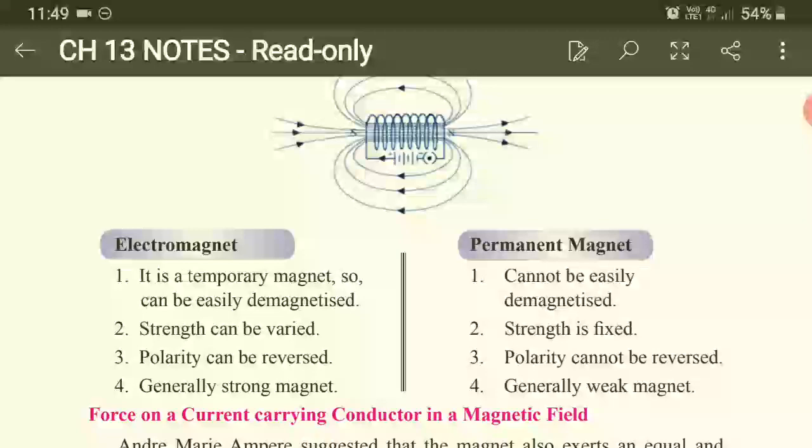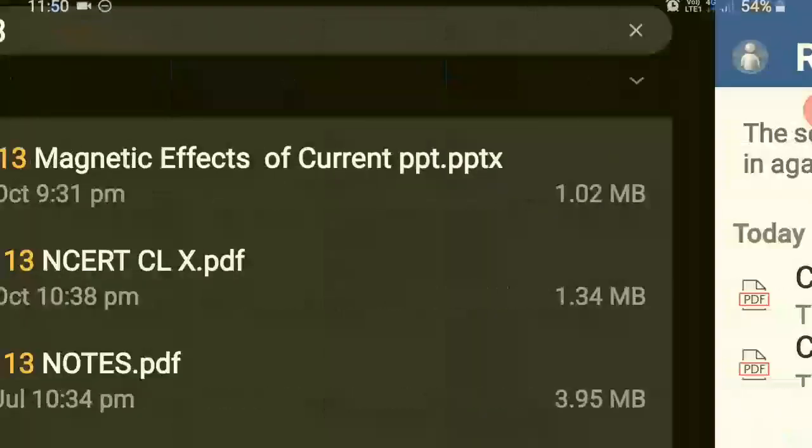How? These permanent magnets can be made by using certain materials like steel, and some alloys like Nipermag, which is an alloy of nickel, aluminium and iron. Another alloy is Alnico, which is an alloy of aluminium, nickel and cobalt, etc. So these are certain alloys which can be used to make a permanent magnet of our desired strength.